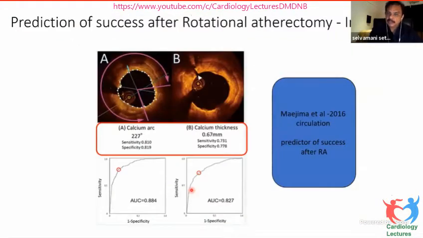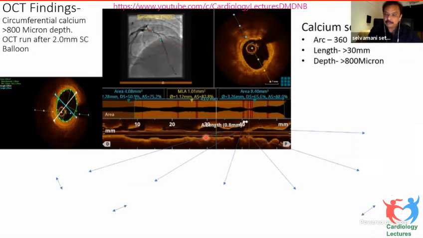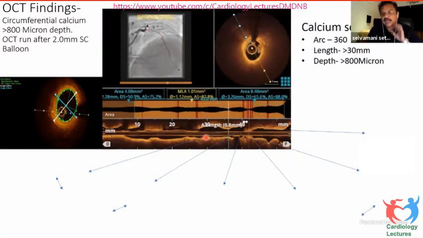Coming to rota, it is very useful for superficial calcium. If it is a deep calcium, rota has no role at all. Moreover, you need wire bias in rota to really shave over the calcium. The thickness of calcium for which rota is generally recommended in a few trials is 700 to 800 microns. If it is superficial, probably it is helpful. After that, definitely you need other devices along with rota to crack it.